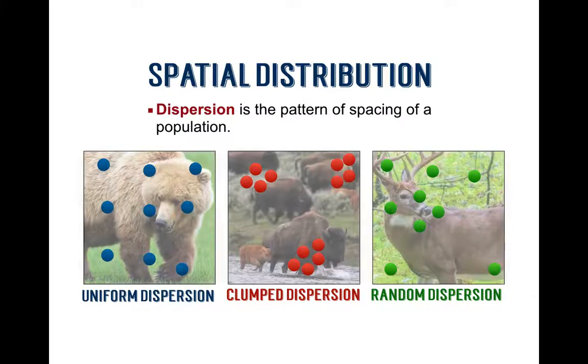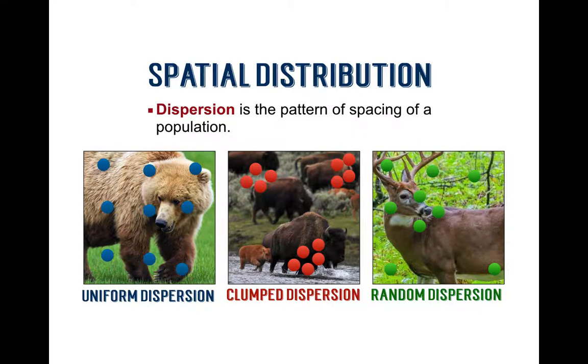And here are some organisms that exhibit these patterns. Bears typically disperse themselves evenly. They have their territories, and they fiercely guard those territories. Female bears tend to have smaller territories, and they tend to overlap with male territories, which makes sense because how else are they going to bump into a male and reproduce? And then you have the American bison that tends to clump itself in what we call herds.